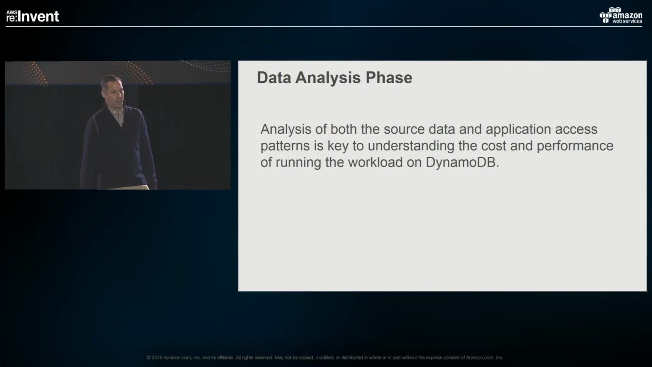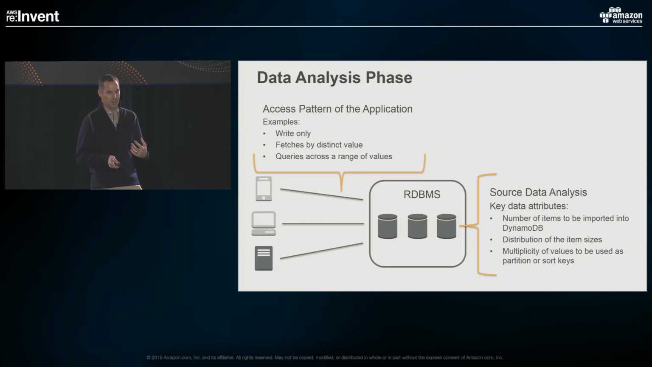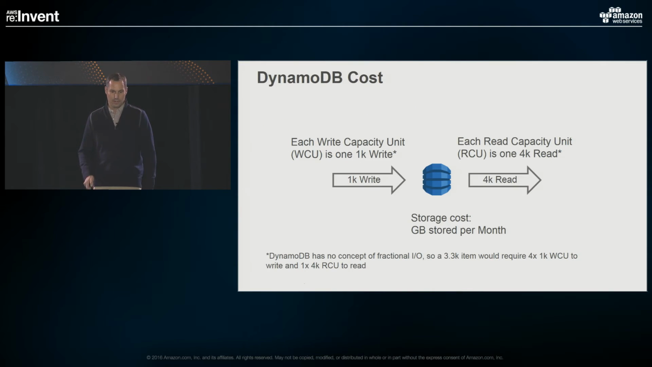So data analysis is where you're going to look into your source tables and figure out what they need to look like in Dynamo. If your access pattern of your application is write-only, or fetches by distinct value, or queries across a range of values, no surprise there, you can use a combination of partition keys and sort keys in your Dynamo table. Looking for things like one-to-many relationships is usually a pretty good indicator that you might have a partition key, sort key structure in the target table.